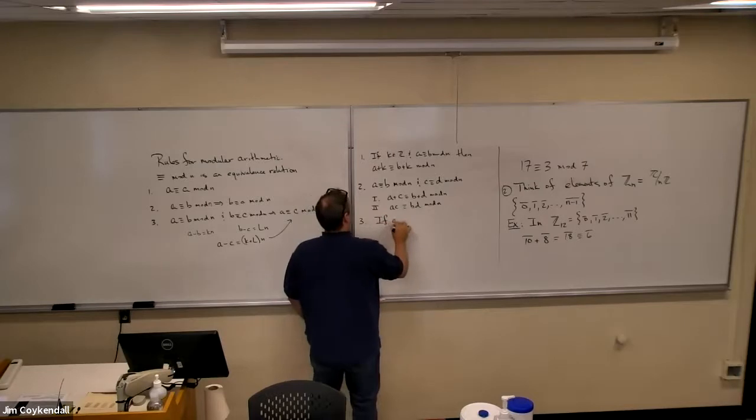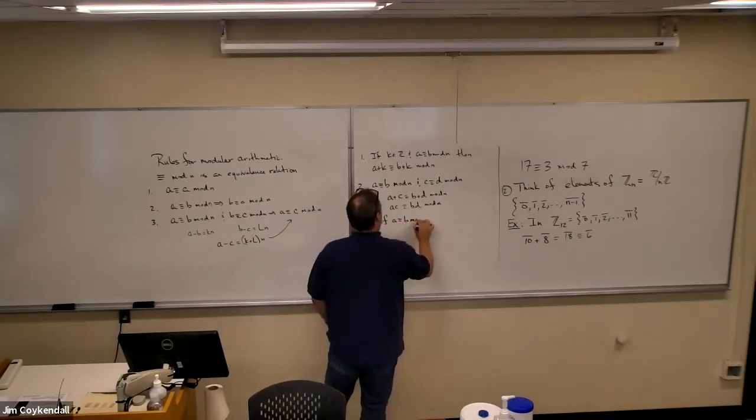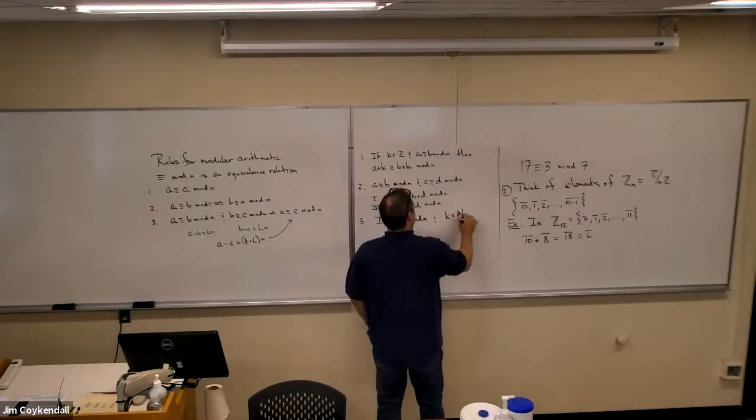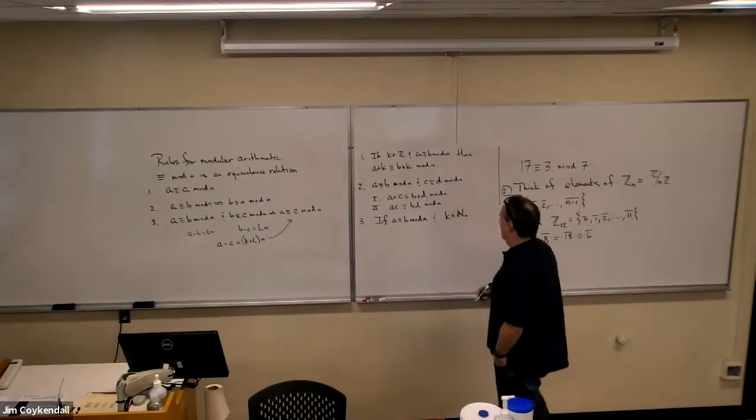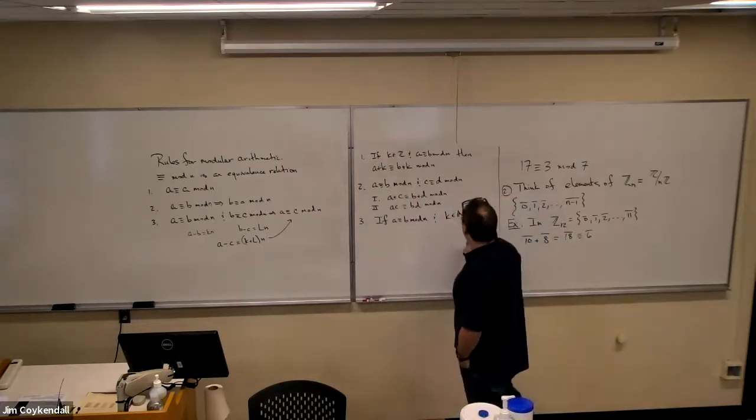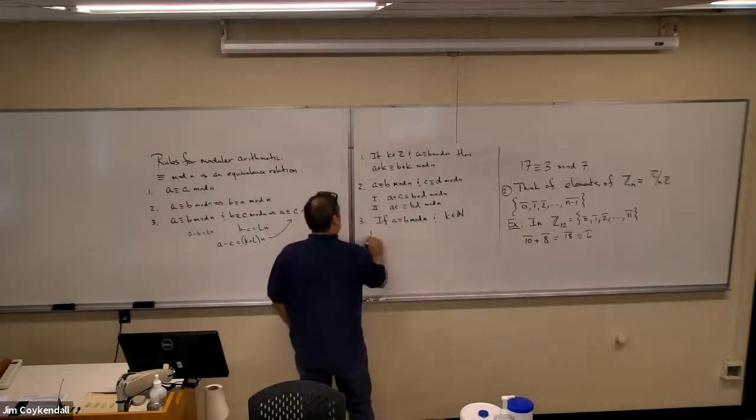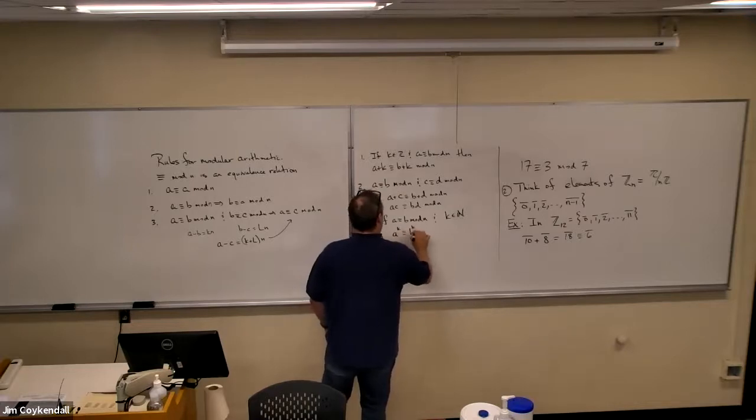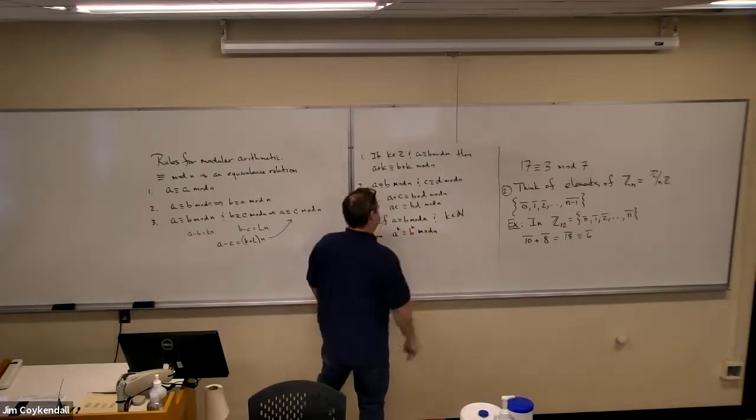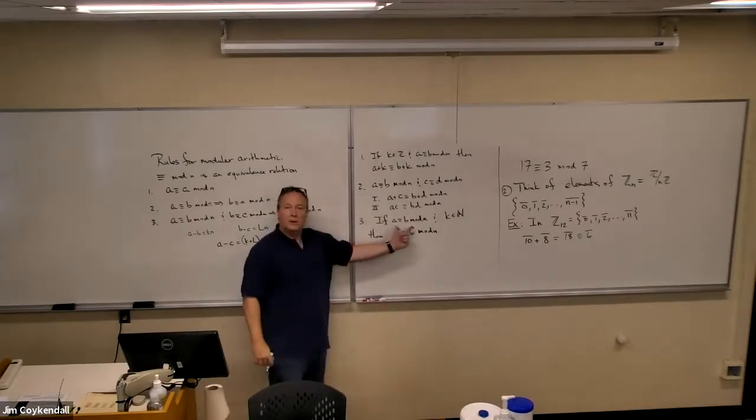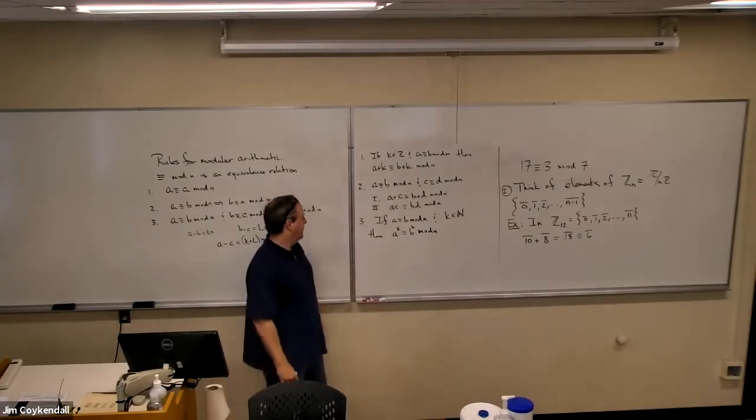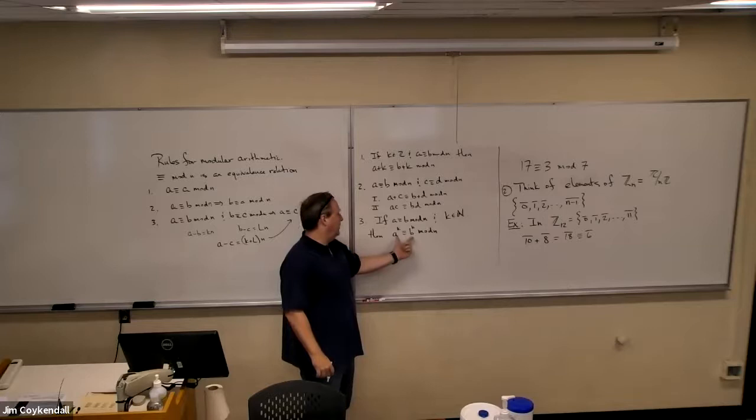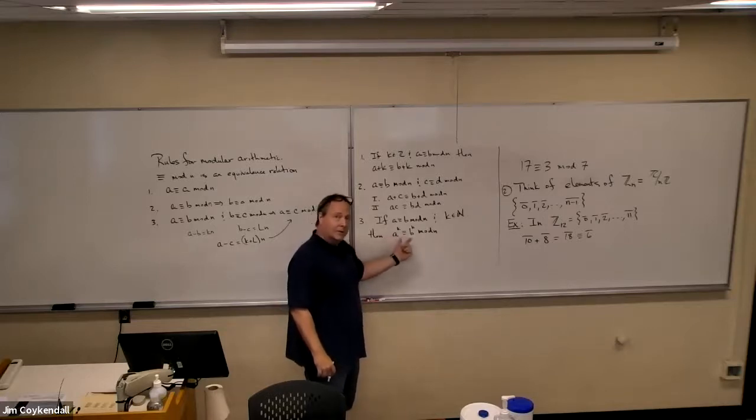if A is equivalent to B mod n and K is a natural number, then A to the K is equivalent to B to the K mod n. So if two things are equivalent mod n, then their powers are also equivalent mod n. That's because A minus B is divisible by n, and if you have A^K minus B^K, that's got a factor of A minus B in it.